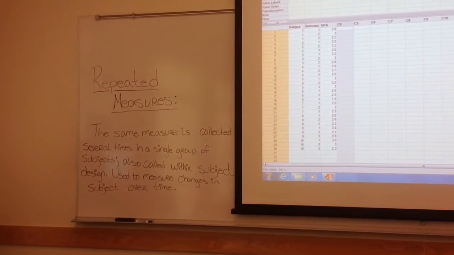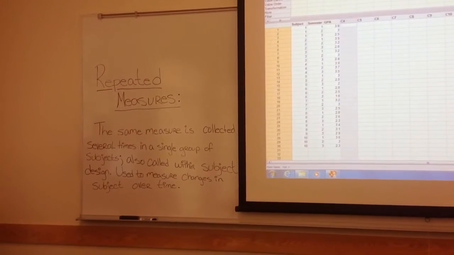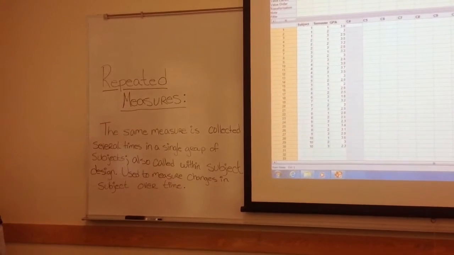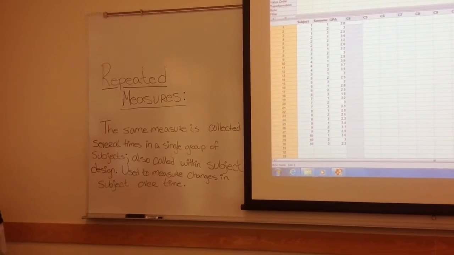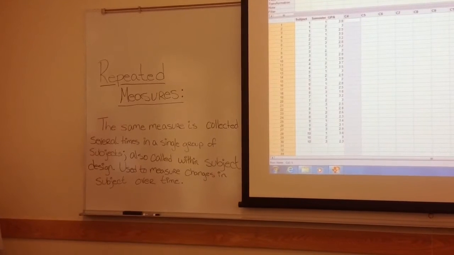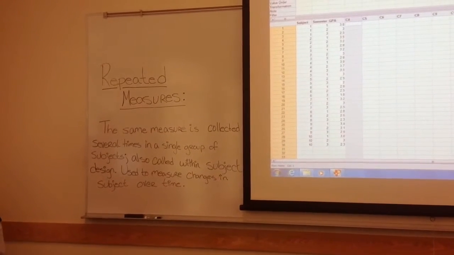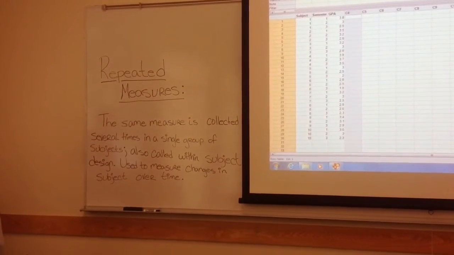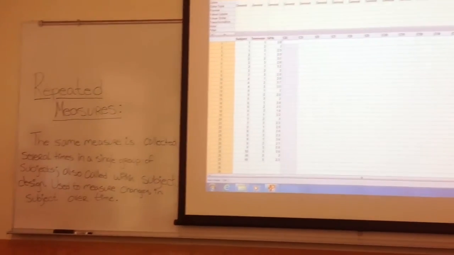So what we're presenting today is repeated measures. Repeated measures is the same measure that is collected several times in a single group of subjects. It's also known as a within-subject design. What we use this repeated measure for is to measure the changes in a single subject over time.